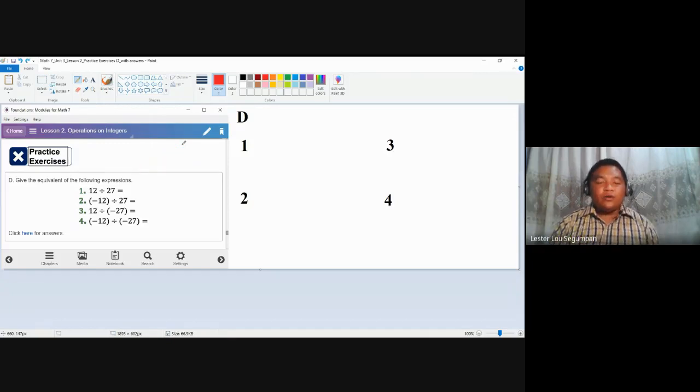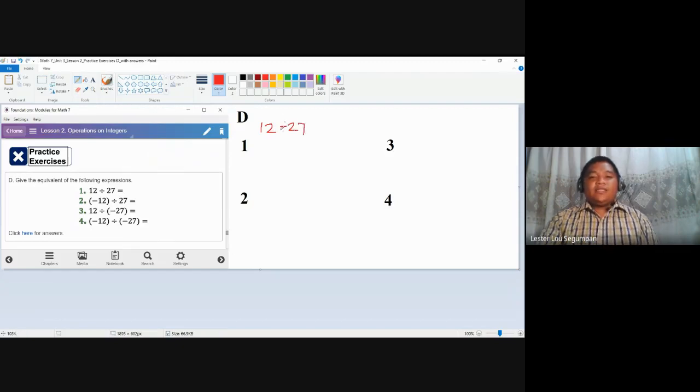Again, before we go to answering numbers 1 to 4, I need to emphasize why I'm talking about fractions. It is because the division of integers may result in a fractional form. So it's really okay now to start talking about fractions. Let's start with number 1. How do we answer 12 divided by 27?